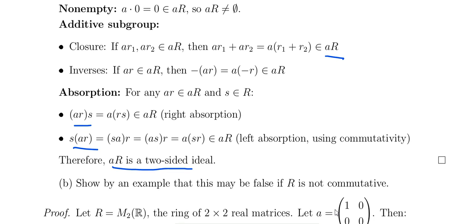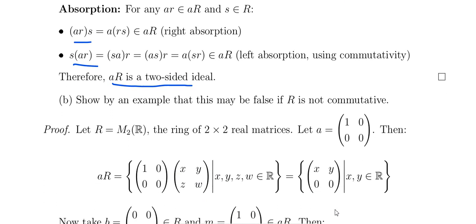And this is by the example. This may be false if R is not commutative. If R is not commutative, this is false. So for example, R is M2(R), that is the collection of 2 by 2 real matrices.